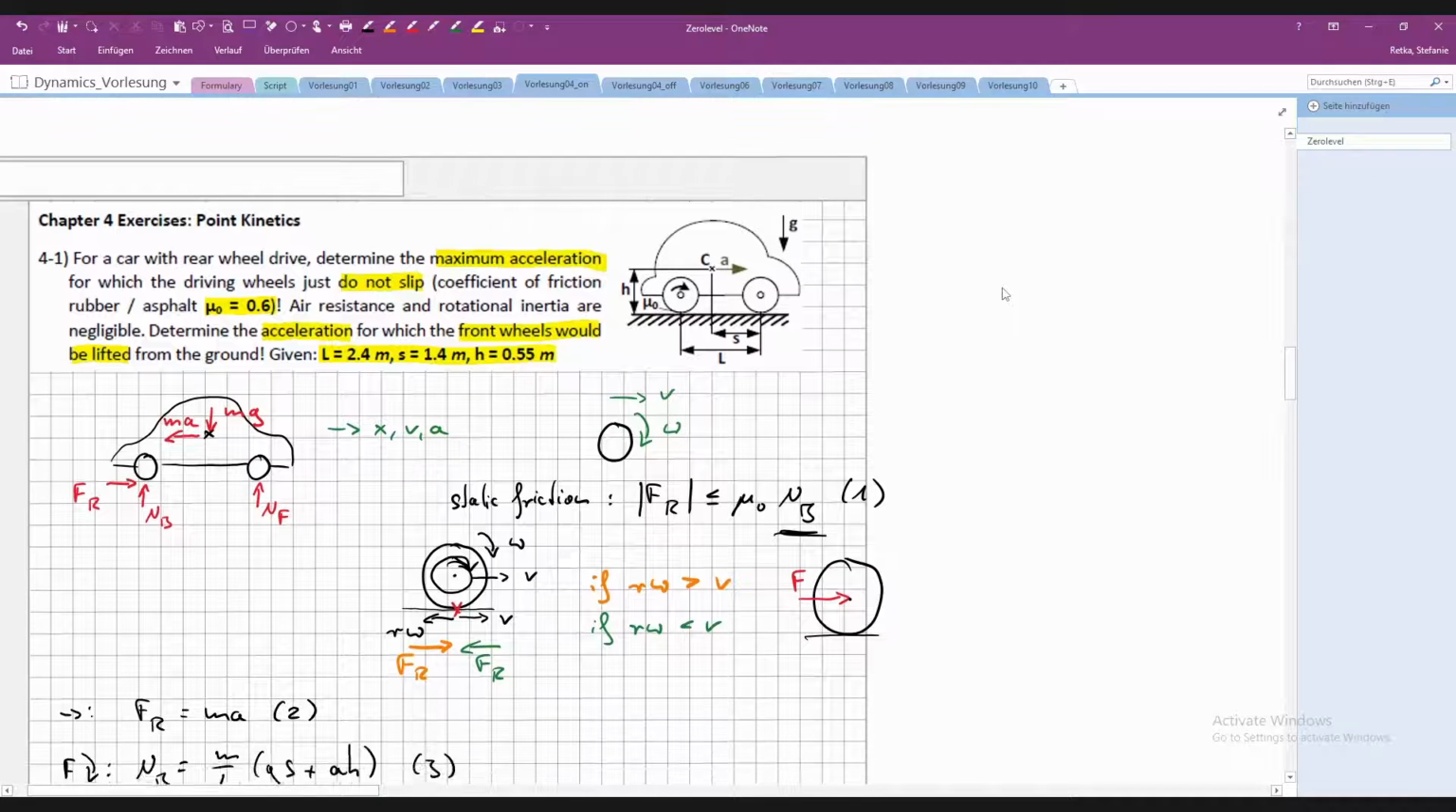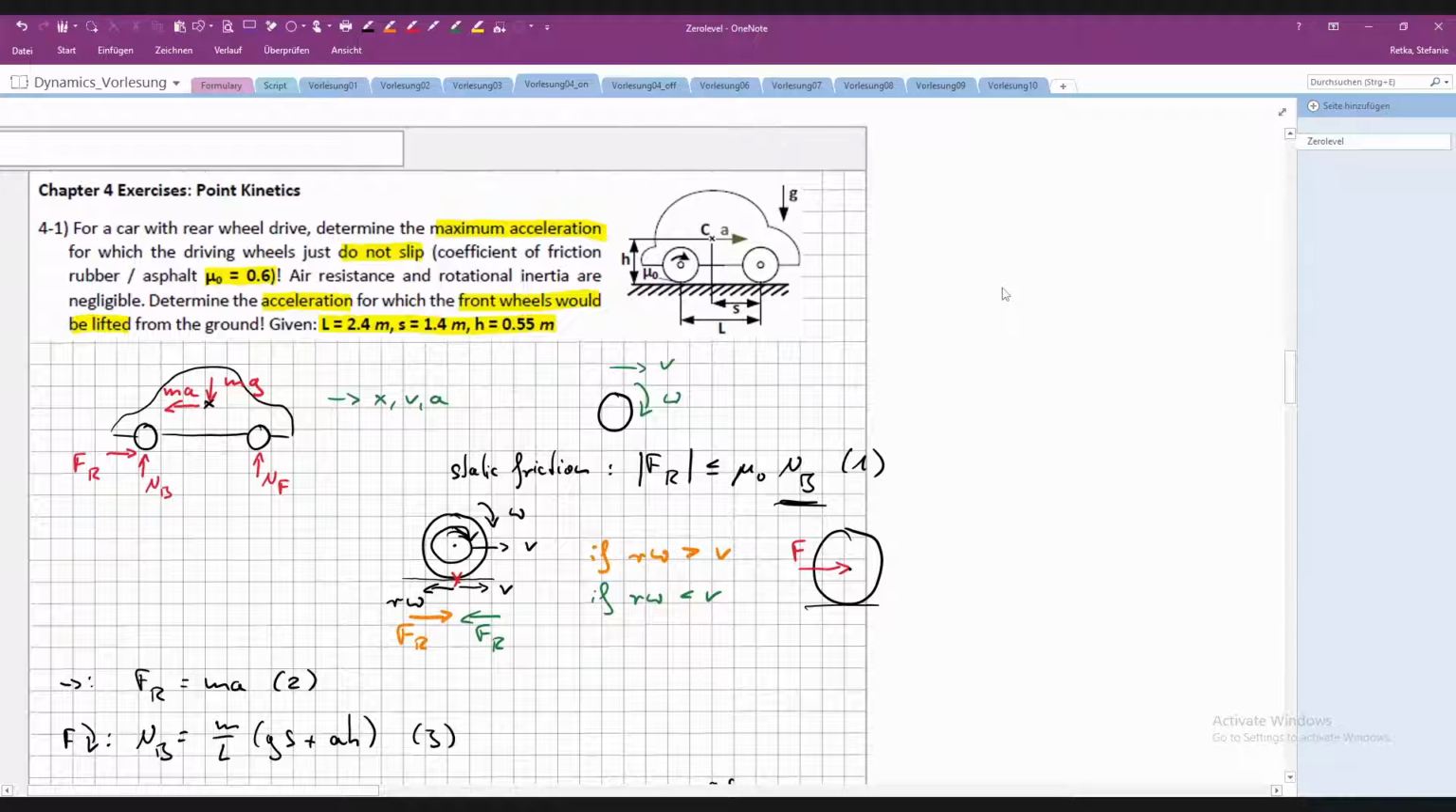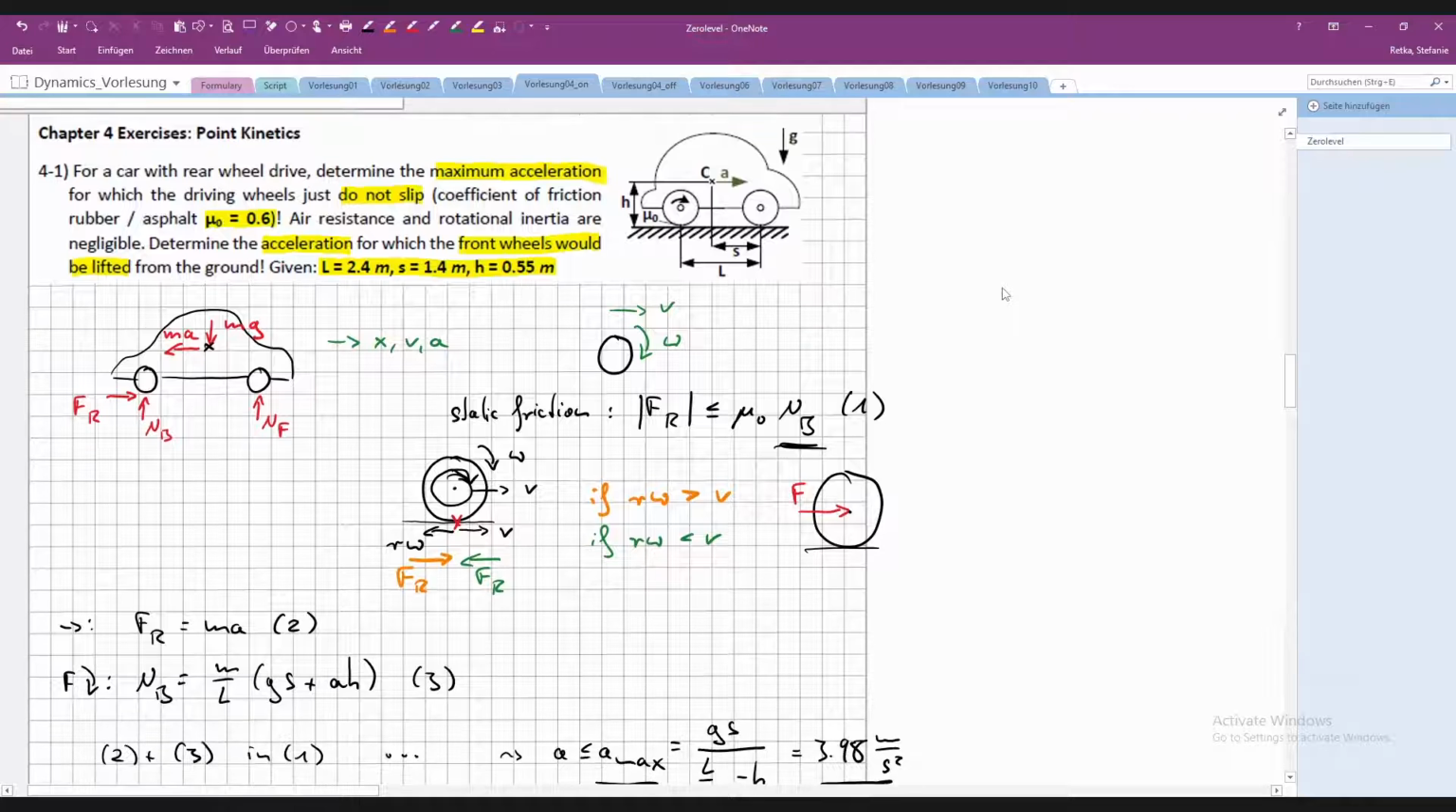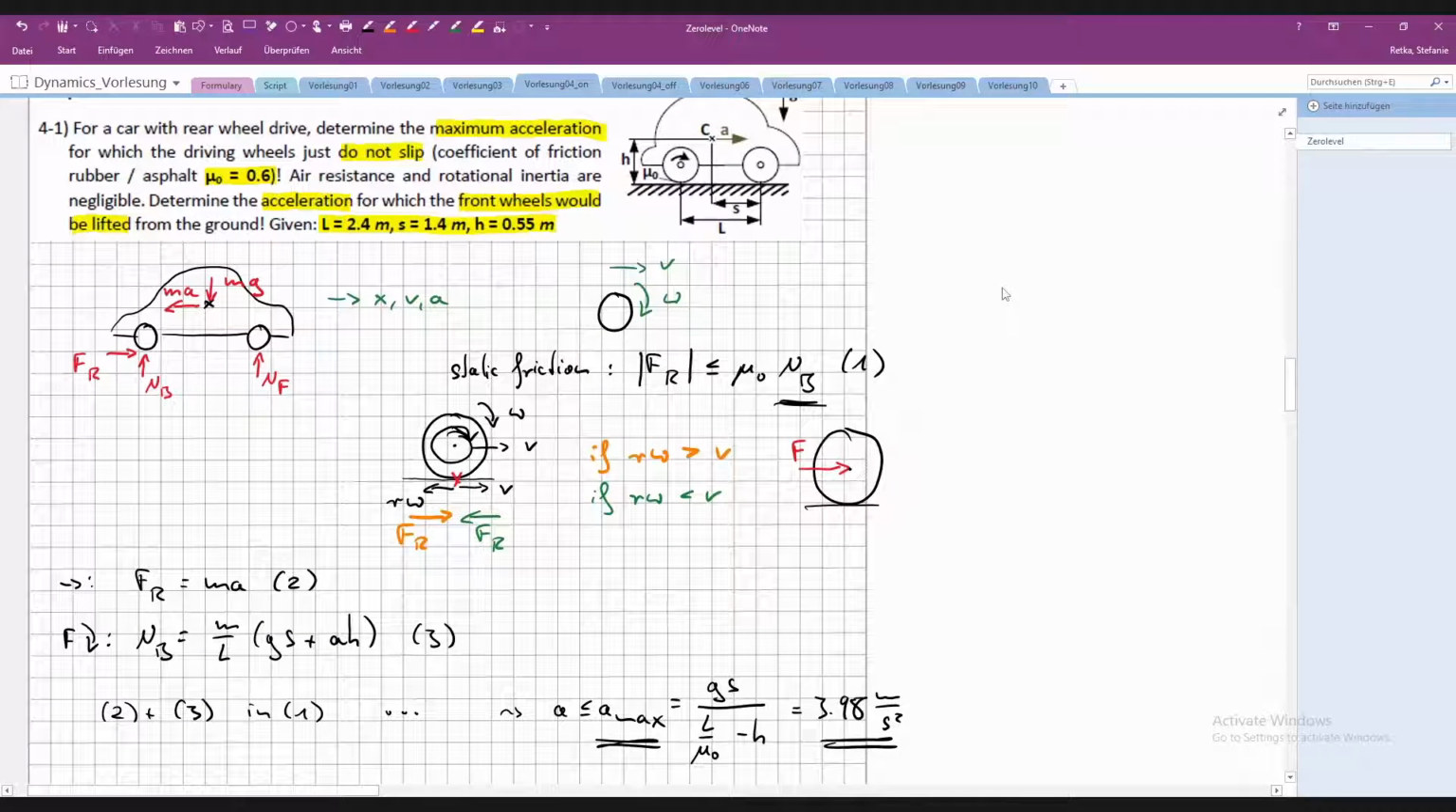Here, the horizontal equilibrium condition and the moment with respect to the front wheel are enough. We do not need the sum of all forces in vertical direction. And then we can substitute the force of friction from equation 2 into equation number 1, and the normal force on the back wheel in equation 1 as well, and rearrange the equation and obtain the maximum acceleration of 3.98 meter per second squared, when the back wheel just does not slip.